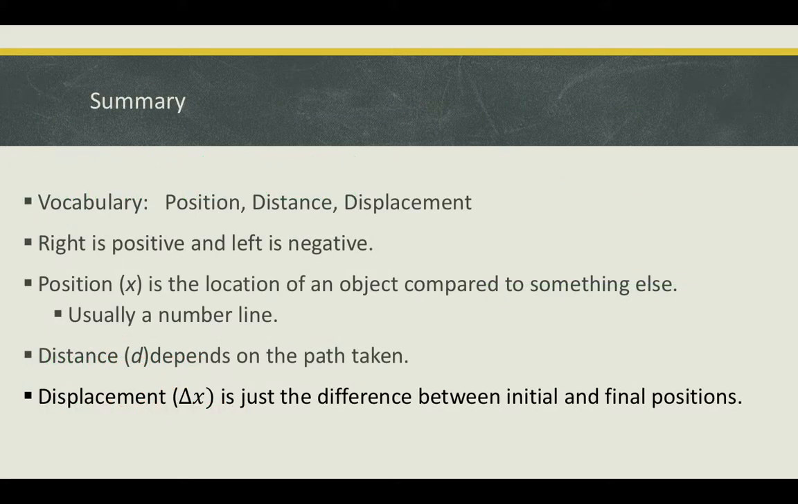So to summarize, we talked about position, distance, and displacement. Right is positive, left is negative. Position is given by an x, and it's always the location of an object compared to something else. Typically, that something else is a number line. Distance is given by the variable d, and it depends on the path that's taken, how far an object moved along a path. And displacement is just the difference between the initial and final positions of an object. So now you can move ahead in our Canvas course and complete vocabulary bookmarks for position, distance, and displacement.